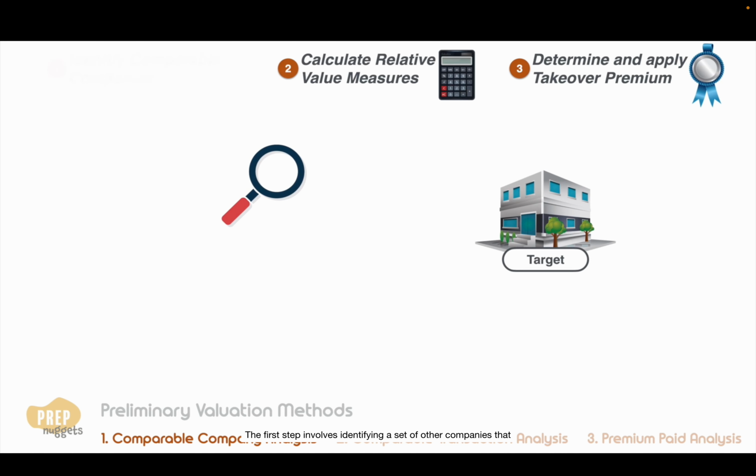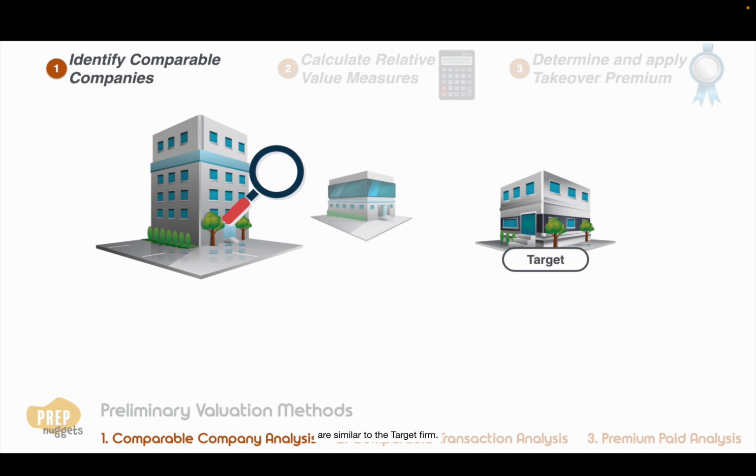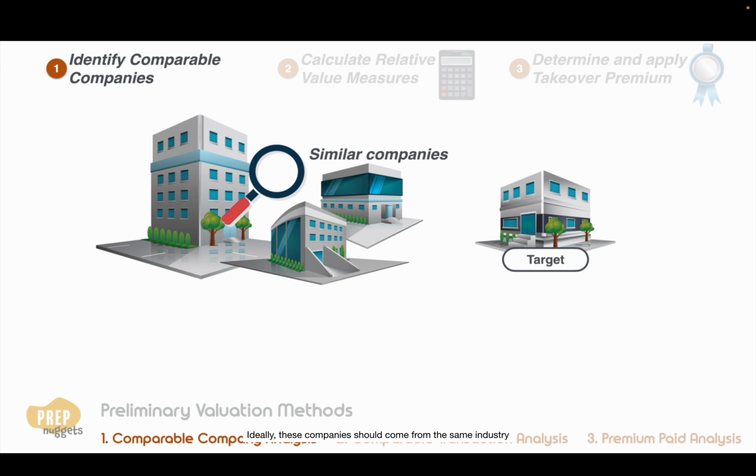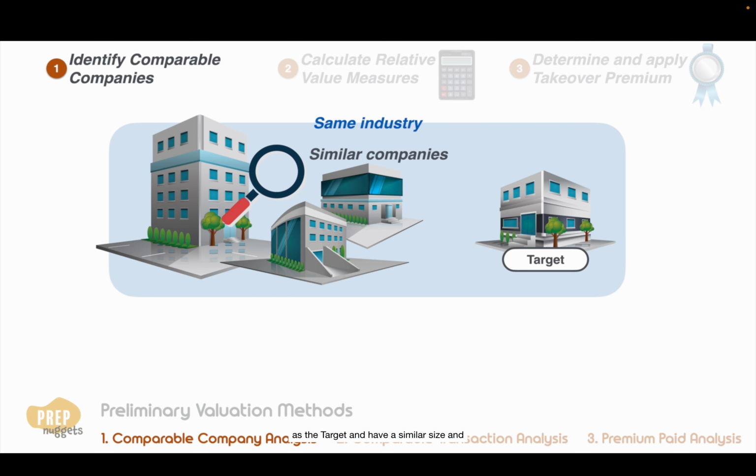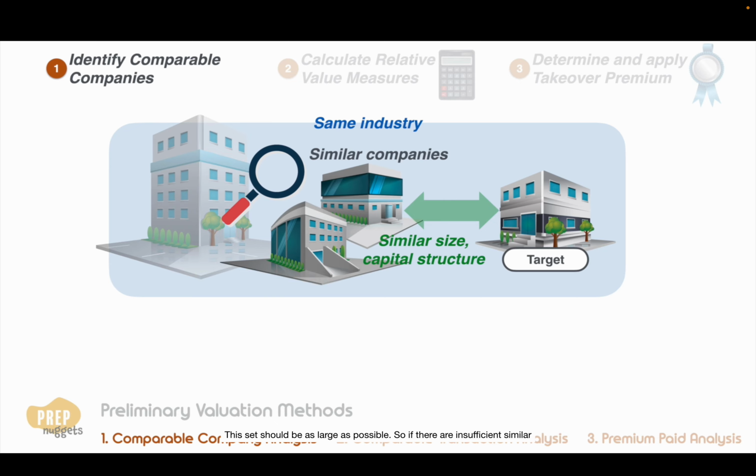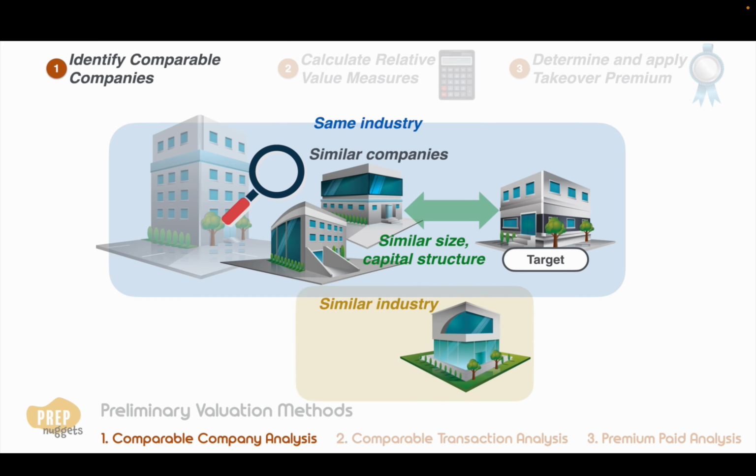The first step involves identifying a set of other companies that are similar to the target firm. Ideally, these companies should come from the same industry as the target and have a similar size and capital structure. This set should be as large as possible, so if there are insufficient similar companies in the same exact industry, companies from similar industries may be included.